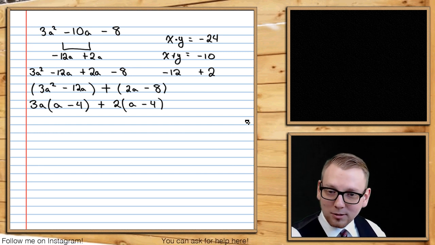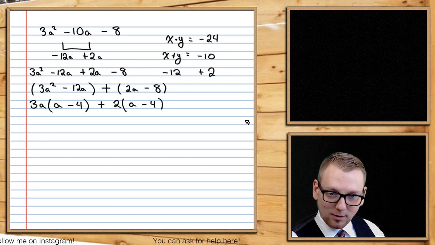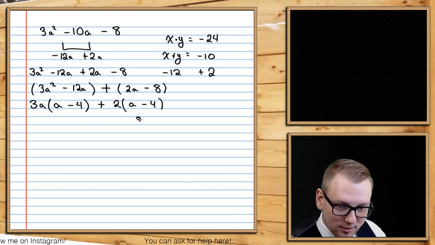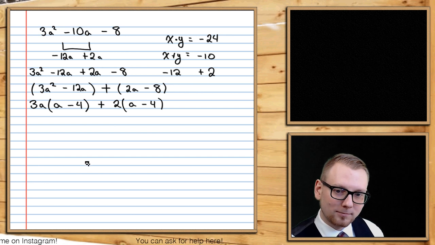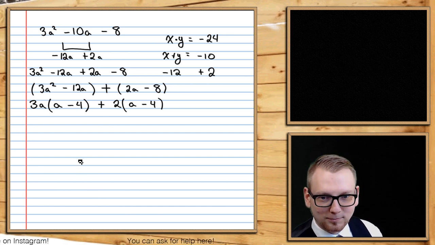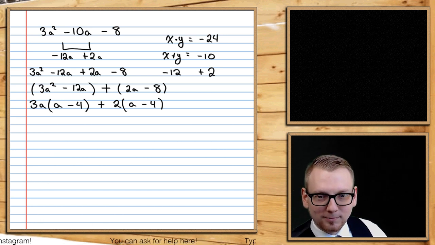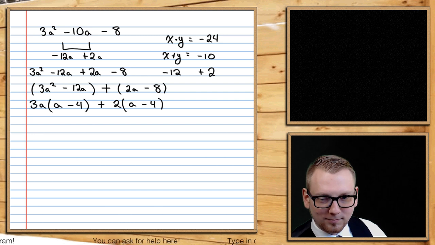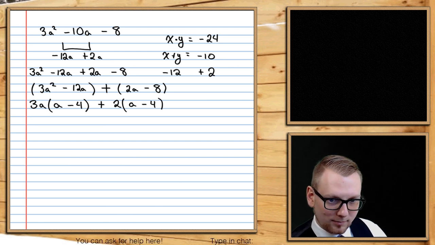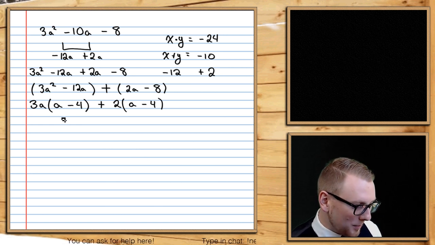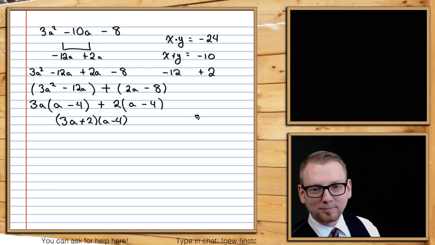Now, just like those questions we did at the very beginning, very first thing we did, what can you take out of both of these now? Yeah, you just messed up the sign. So 3a plus 2 and a minus 4. You got it.